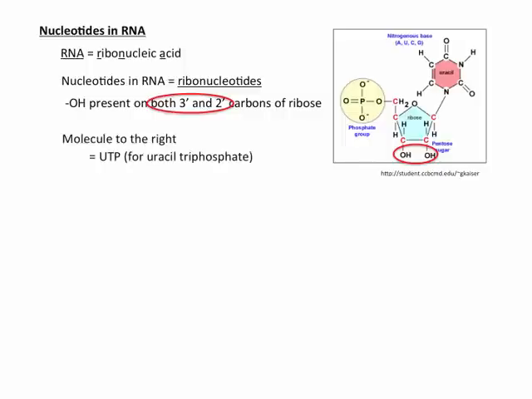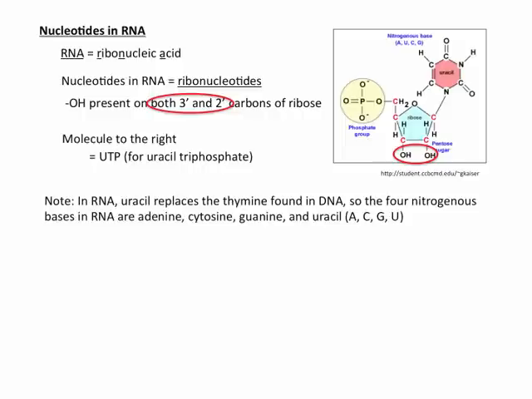This also highlights that in RNA, the pyrimidine uracil replaces thymidine. So the 4 nitrogenous bases in RNA are adenine, cytosine, guanine, and uracil, or A, C, G, and U.